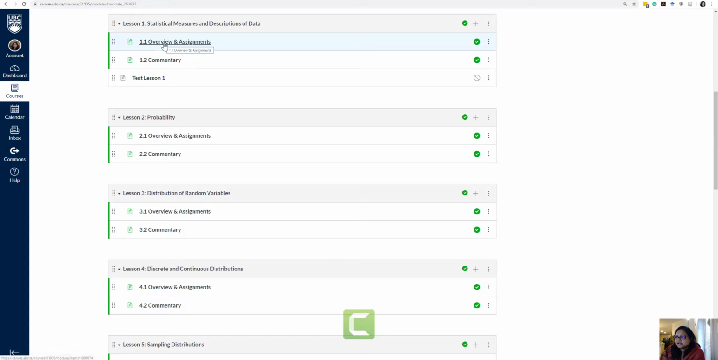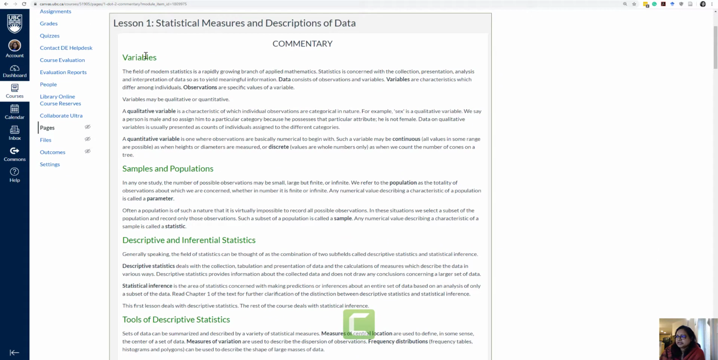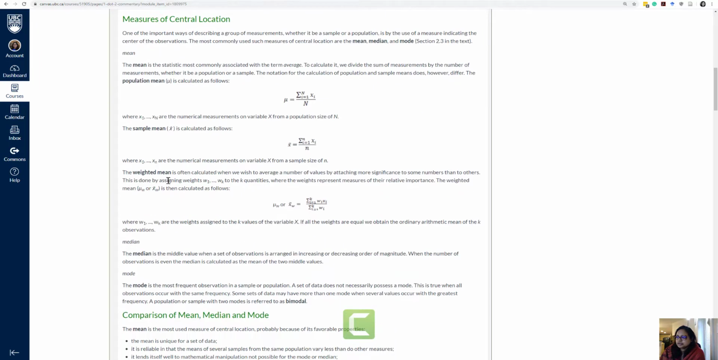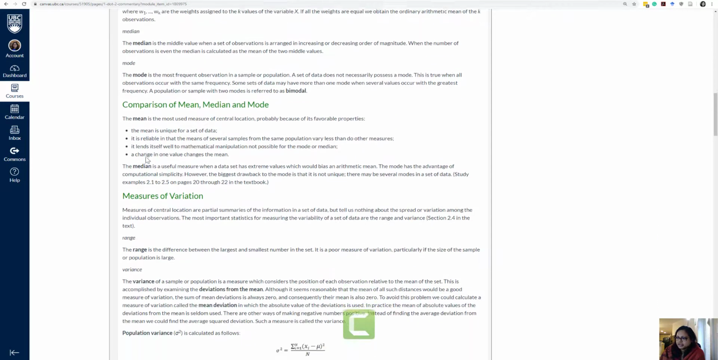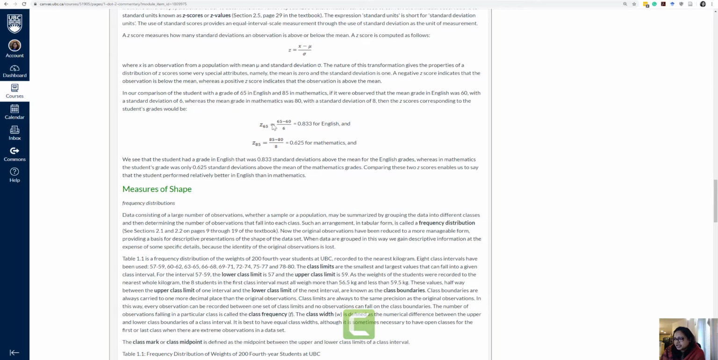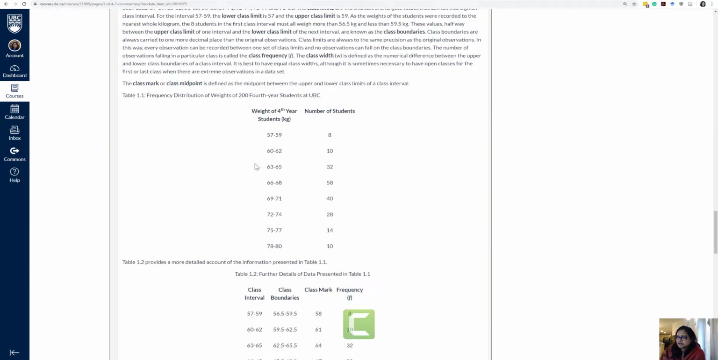If you go to lesson 1, and then go inside the lesson 1, the commentary, you will see that I described the variable, sample, population, and all those statistics. So you need to read this lesson 1, and then you will see that there are some examples given here. Let's say the example for Z statistics that you need to calculate. So you can calculate the Z score, and then you can see whether you are getting the same numbers or not. Also for class mark, class midpoint, you will see that there are examples.